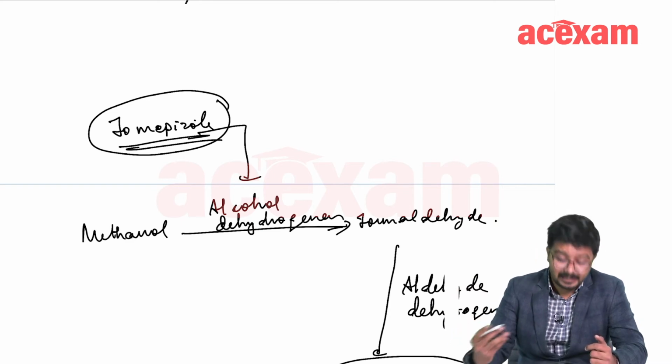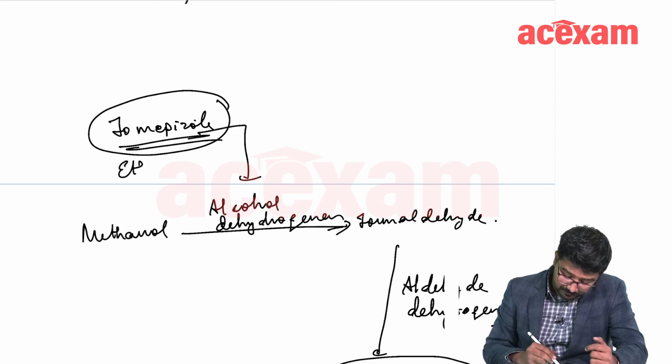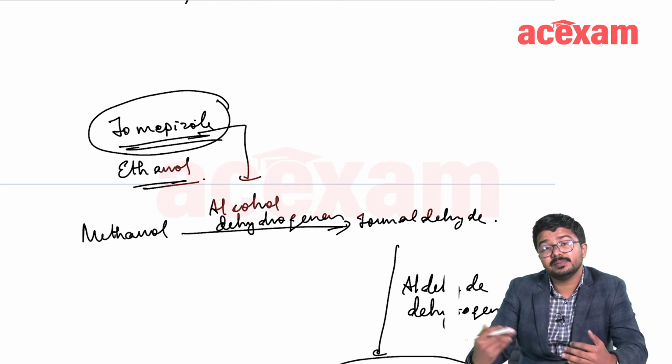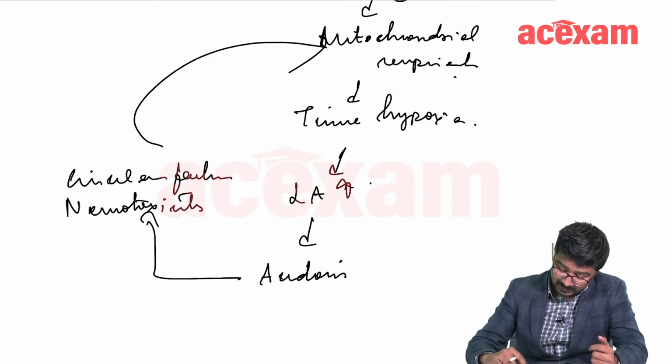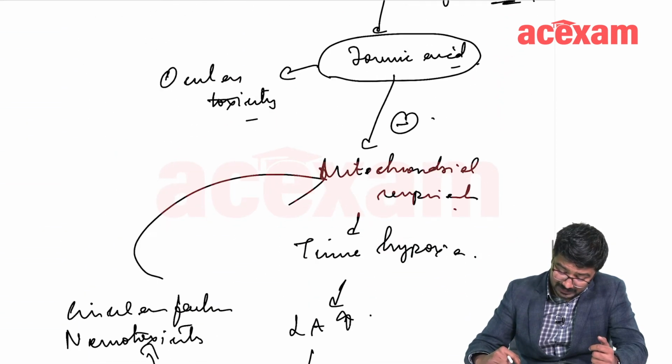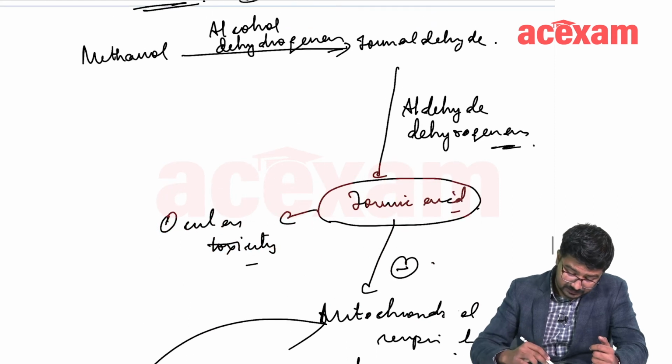Or is there any other drug? Yes, there is one more drug known as ethanol. Both fomepizole as well as ethanol can be given, but the drug of choice over here is fomepizole. Now let us also understand the regimen of this. How does fomepizole's regimen go?